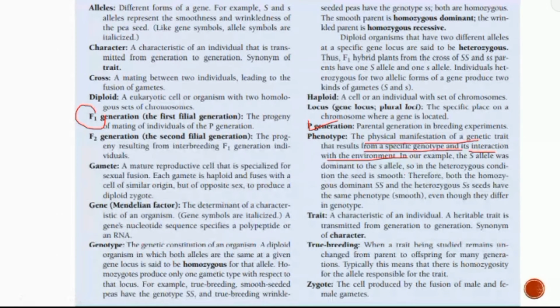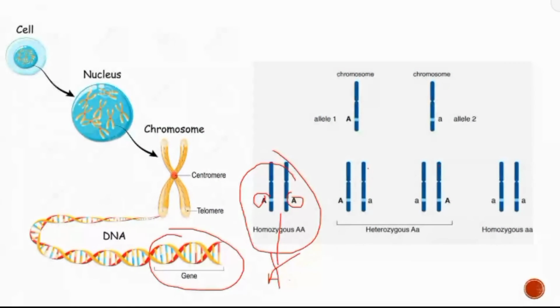So here you can see the example of plants we discussed with respect to humans. Here the S allele is dominant. We discussed this already: capital S is for the dominant allele, while small s is for recessive. So in the heterozygous condition, the seed will be smooth.